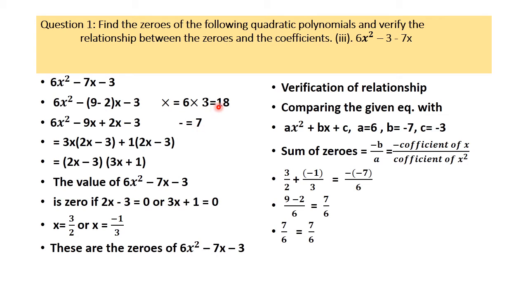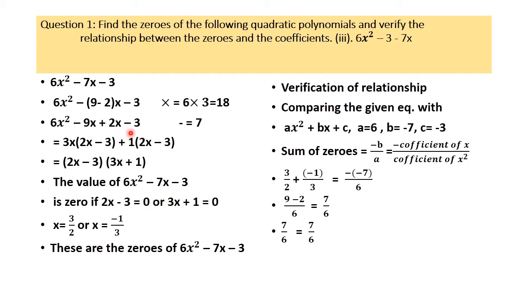So 9 2s are 18, so 9 minus 2. Now we will open the brackets: 6x² − 9x + 2x − 3. Now we will take common between these two terms. Common is 3x. So 3 2s are 6, 2x − 3, 3 3s are 9.